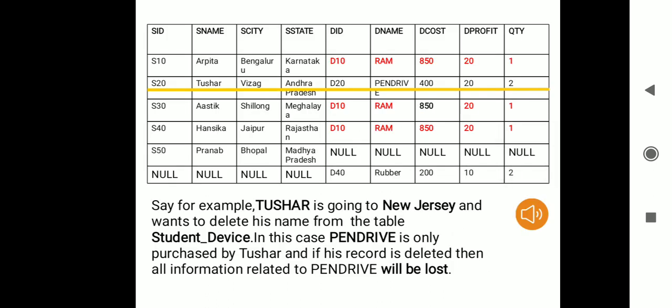Consider the table in this slide. Let's say the student Tushar is going to a place called New Jersey in America, and so he wants to delete his name from the table student device. In this case, pen drive is purchased only by Tushar, as can be seen in this table, and if his record is deleted, then all information related to the device pen drive will be lost. So this is the case of a delete anomaly.